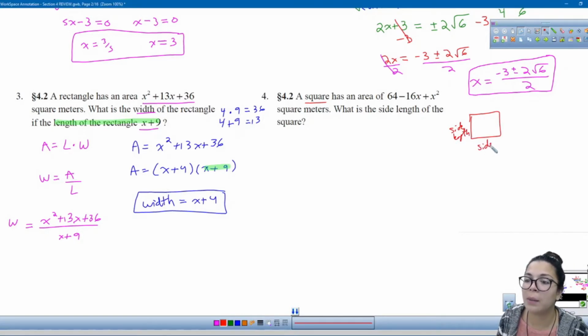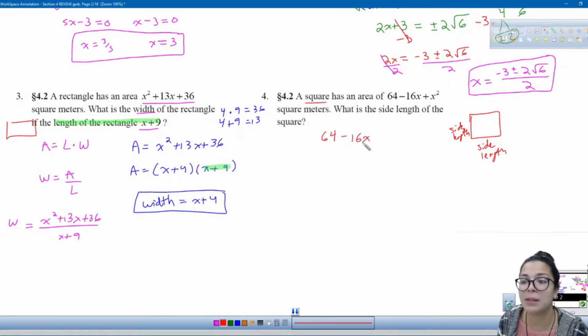So when I did the one before, right? This was a rectangle, so the width and the length were two different expressions. Here, because this is a square, the width and the length will be the same expression. So let me show you what that looks like.